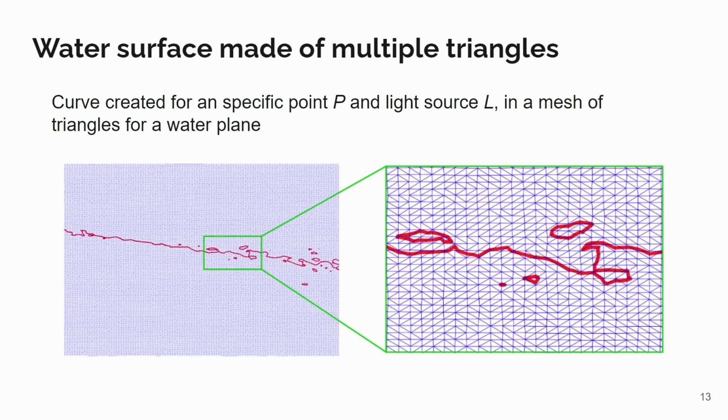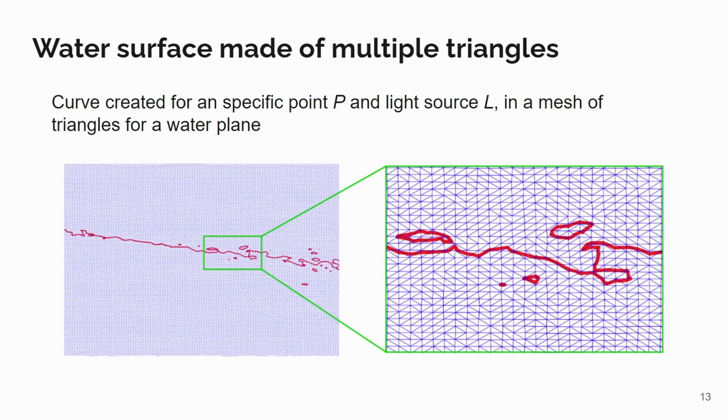So here we have a water surface made of multiple triangles, and for one point inside of a pool and one point of light source, we compute the coplanarity constraint for each one of the triangles, and we are going to end up with something like this.